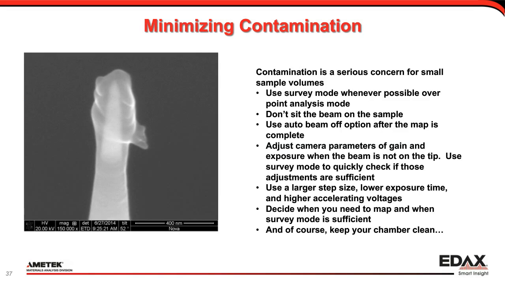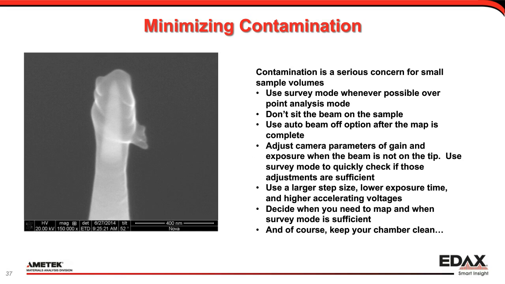So one of the more common questions that I get is how to minimize contamination for atom probe samples when mapping them using transmission EBSD. And this is a pretty serious concern because that can affect your ability to run these samples in the atom probe. So I've come up with a list of a few tips that you may want to try if you're struggling with contamination on your samples.